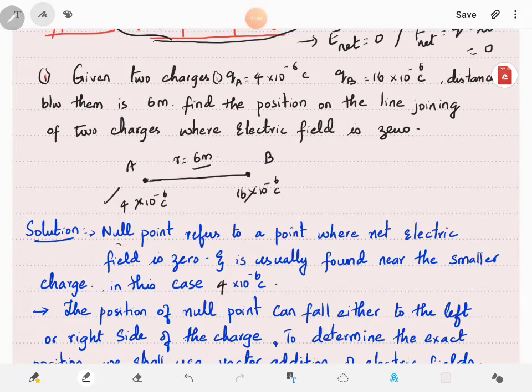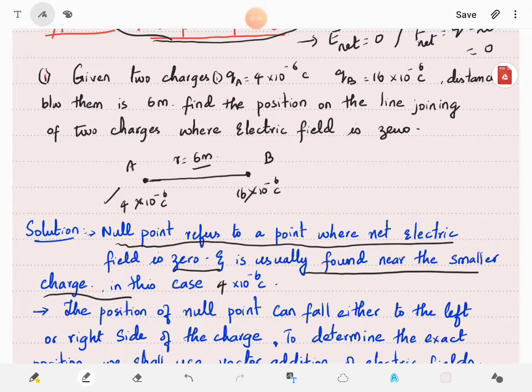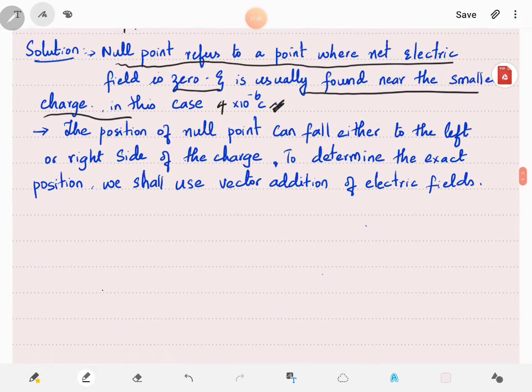As already remarked, a null point refers to a point where the net electric field is 0. The first point to keep in mind is that it is usually found near the smaller charge. In this case, which is the smaller charge? The smaller charge is 4 into 10 power minus 6 Coulomb. Now, for this null point, let us take two positions A and B. This is 4 into 10 power minus 6 Coulomb, and this is 16 into 10 power minus 6 Coulomb.